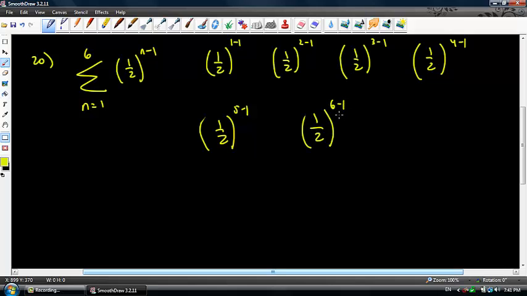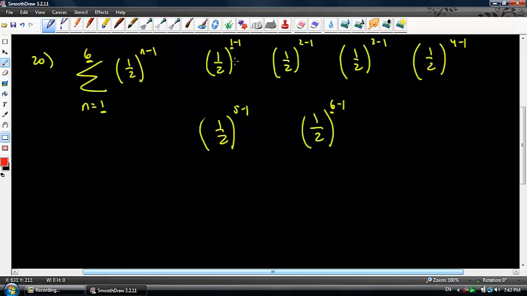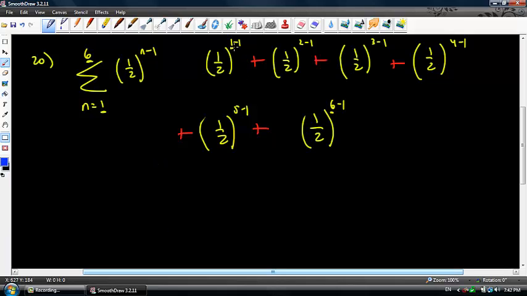Now remember, I started from 1, because that's where it told me to start. That's where this 1 came from. And then I went up to 6, because that's where it told me to end. And remember, this is a summation, like the last problem, so we're going to be adding up all these terms. So let's figure out what each of these things is.